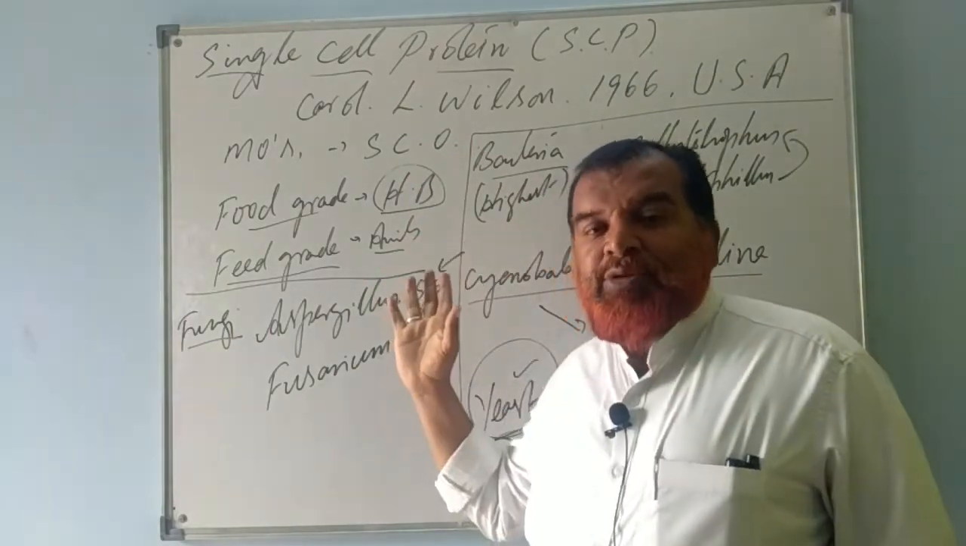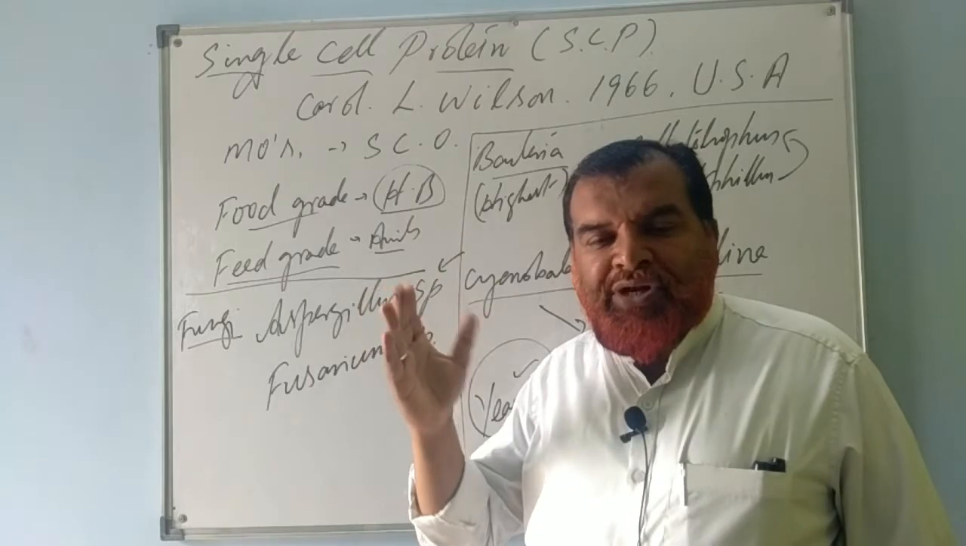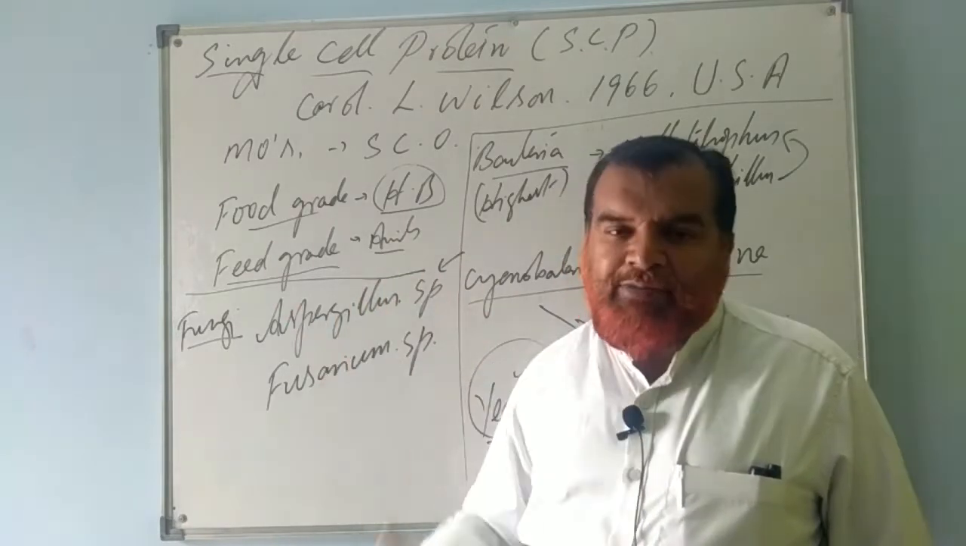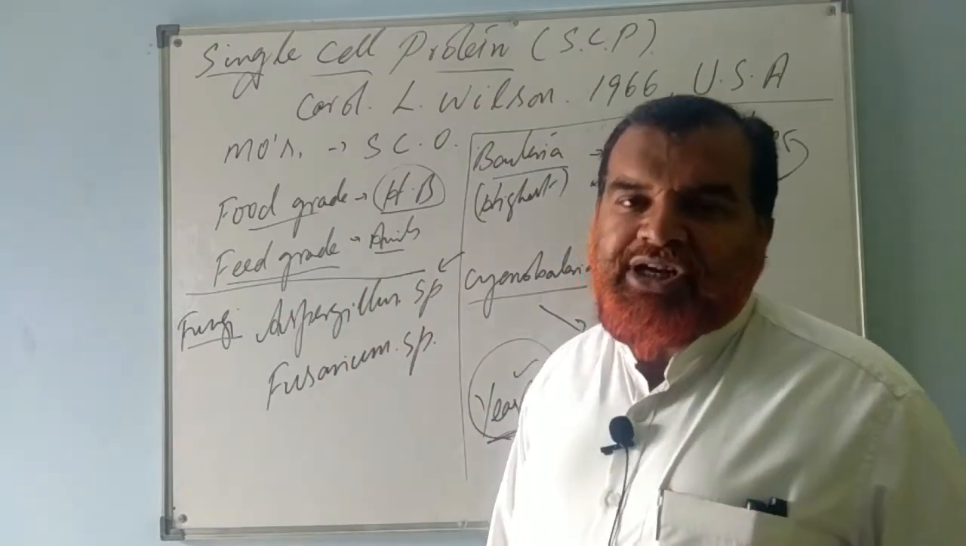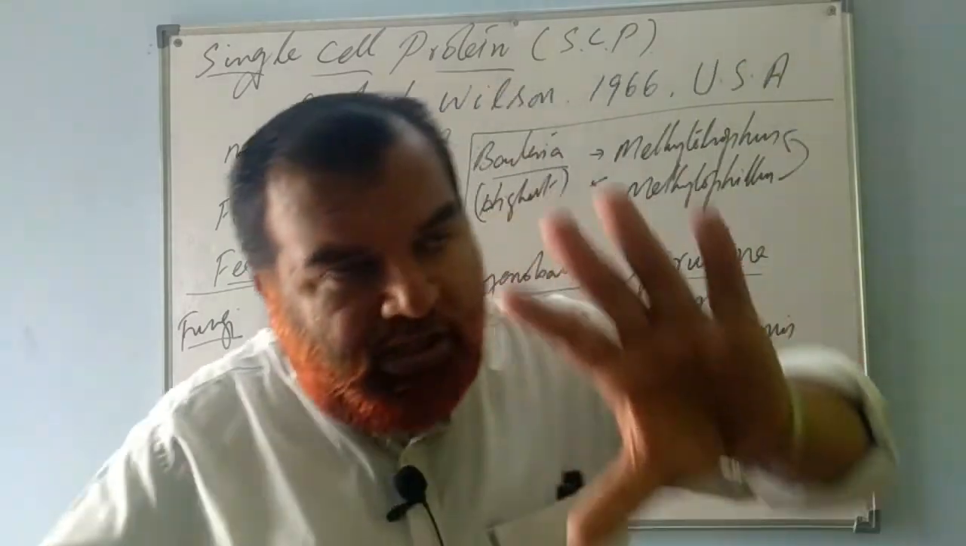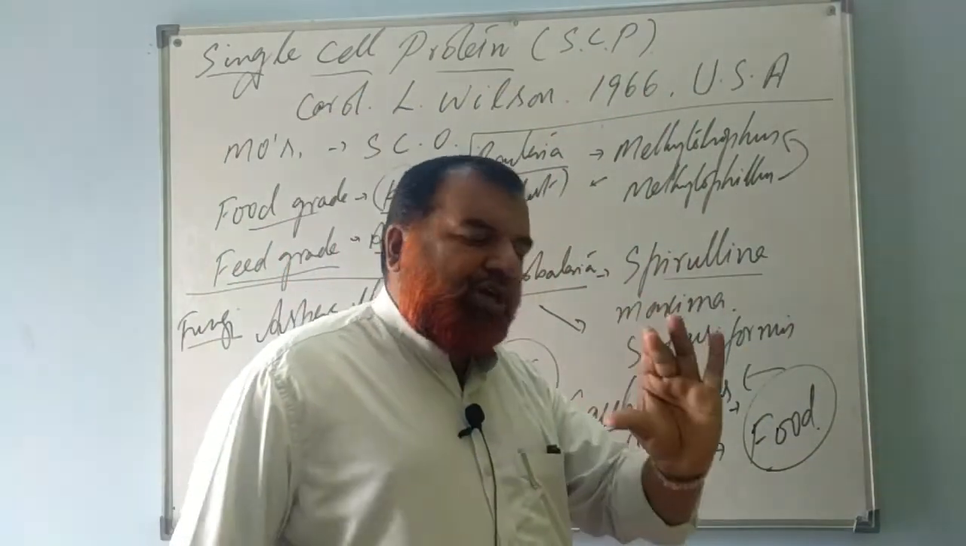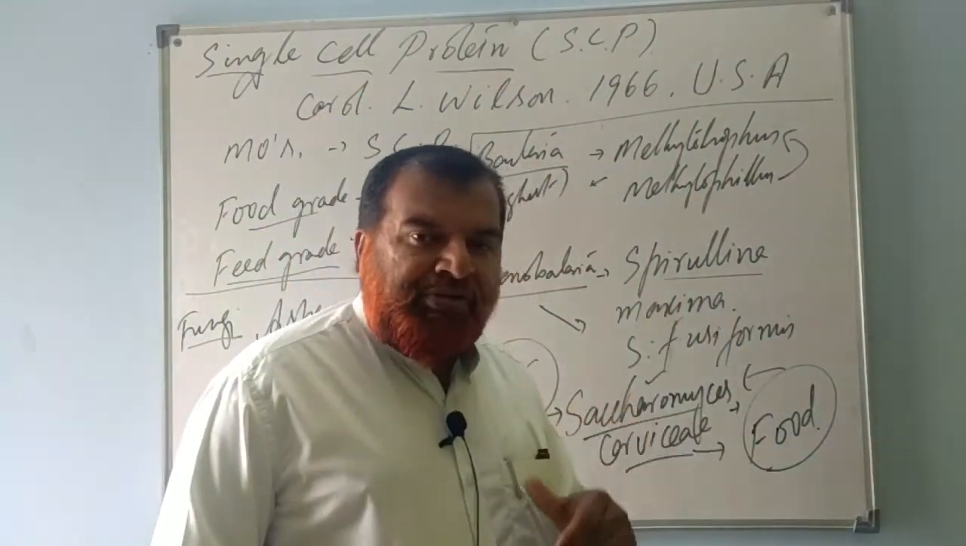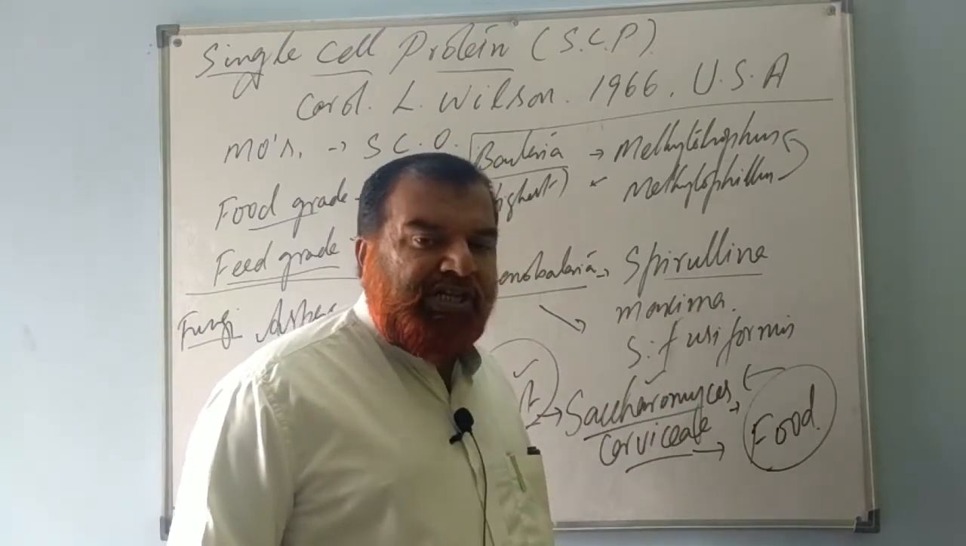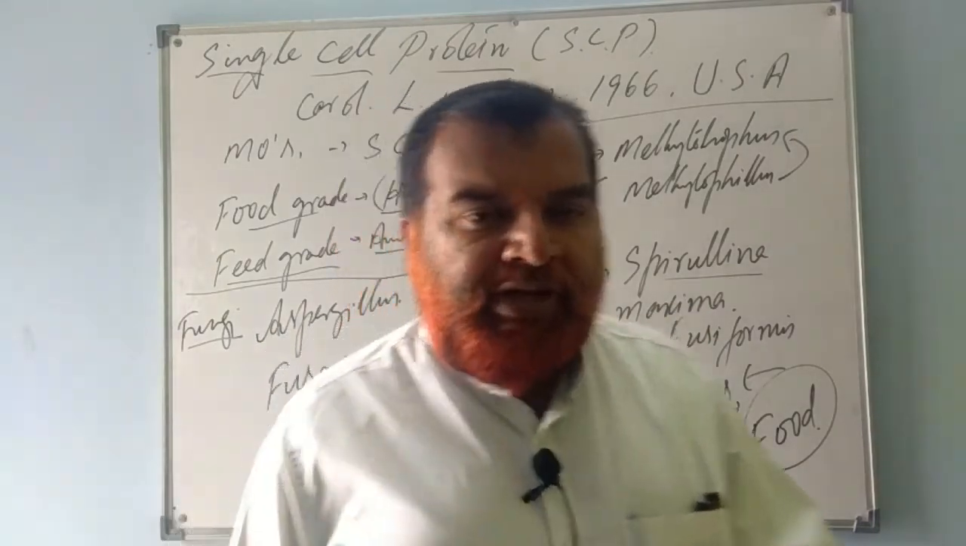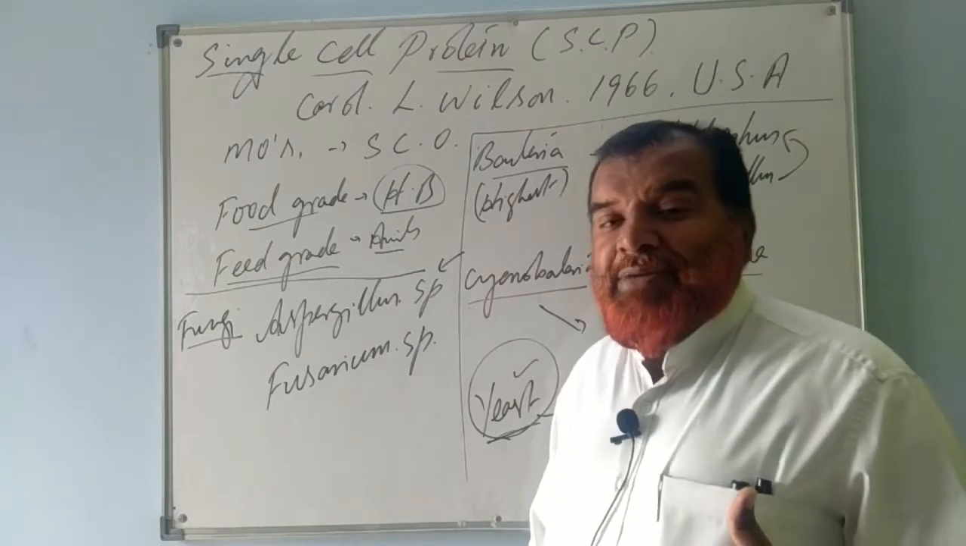For this much protein to be produced by animals or human beings in their body, it takes a very long period of time. Whereas in case of these bacteria, microorganisms, they produce a large quantity of proteins in a very short span of time. This is the main reason. And the second reason is they can be grown easily on waste material. So this protein can be used as food.